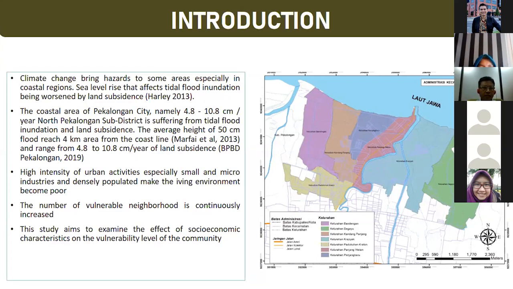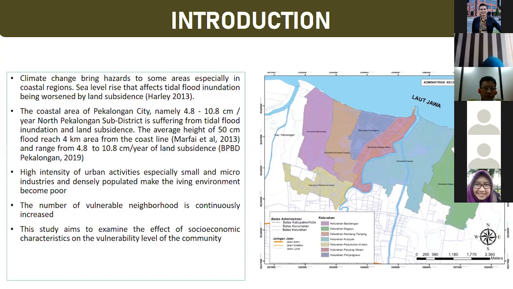There is statistical data that shows that floods with an average height of 50 centimeters reach up to 4 kilometers from the coastline, and land subsidence ranging from 4.8 to 10.8 centimeters per year also occurs in the study area. So the poor conditions are highly influenced by the high intensity of urban activities, especially small and micro industries, batik industries, as well as the densely populated area that makes the living environment poorer.